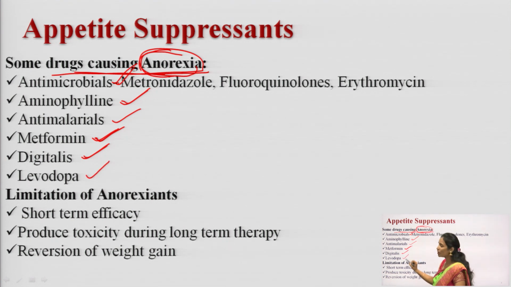Okay, levodopa, what drug is it? Levodopa is a prodrug which is used to treat Parkinsonism disorder. It is an anti-Parkinsonism drug. This drug will also cause anorexia.